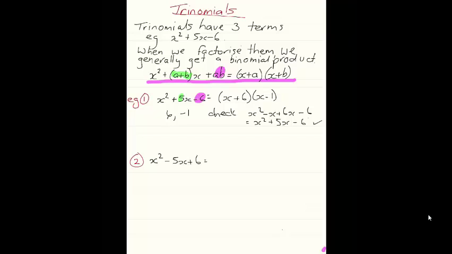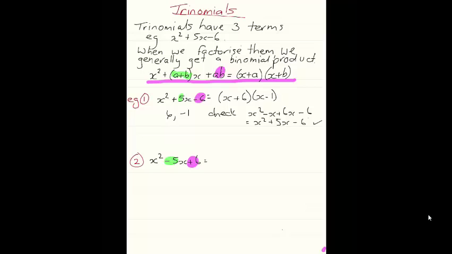So let's have a look at the next one. It looks very similar, x squared minus 5x plus 6. But there's a very big difference. Our last term here, the product ab, is a positive number, but our a plus b is negative. So when we add them together, we get a negative number. That's only possible if there are negatives involved. But when I'm multiplying them, I get a positive. And the only way that I can multiply 2 numbers together and get a positive is if they're both negative.